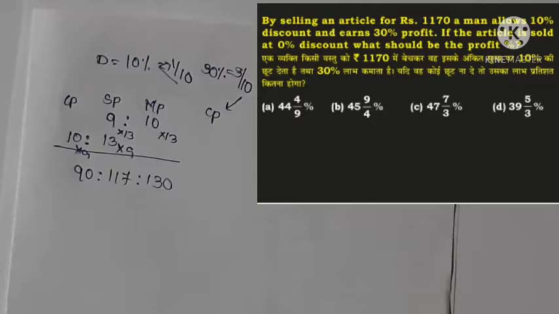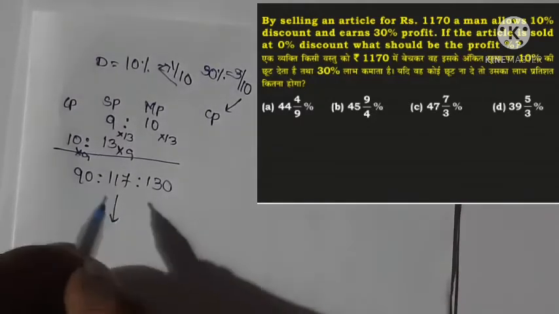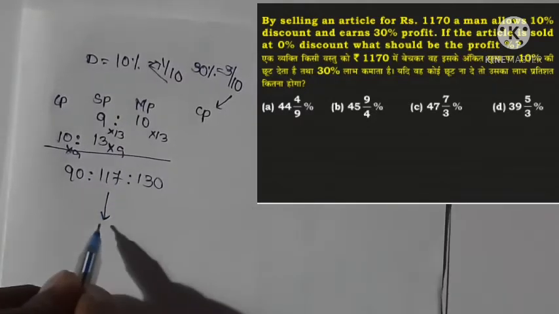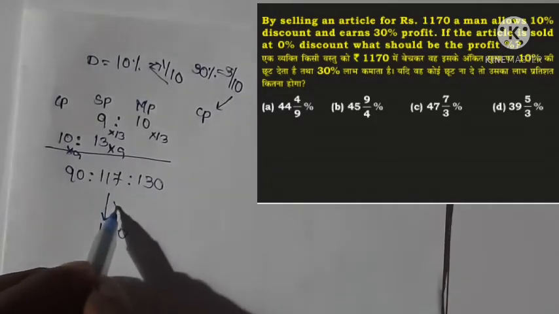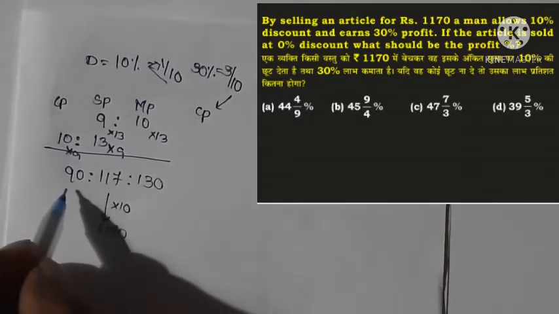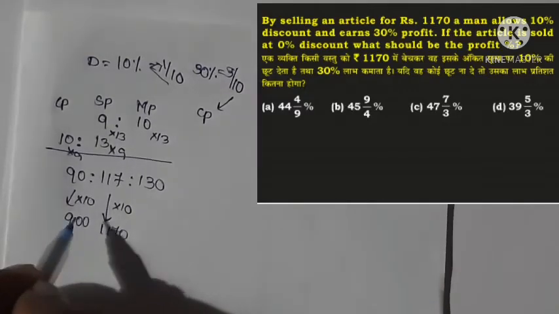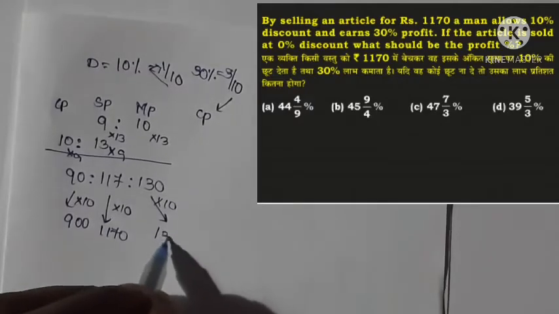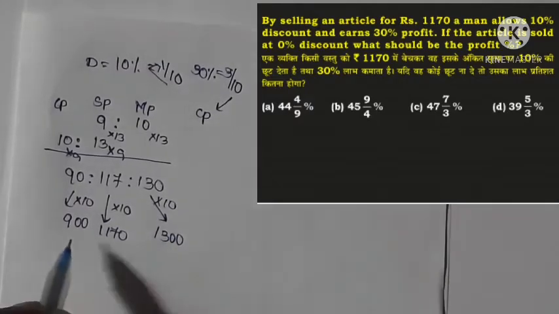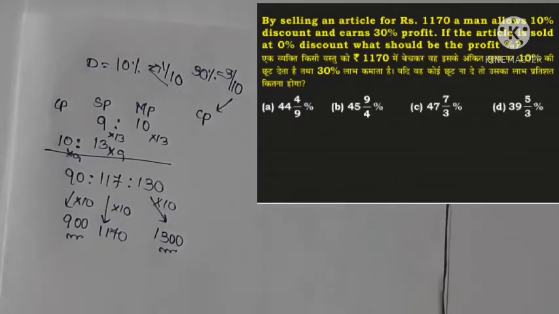By selling an article for rupees 1170, 117 units represent 1170. That means multiply this value by 10. Similarly multiply this value by 10, so the value is 900, and this one by 10, the value is 1300. So the cost price is 900 and the mark price is 1300.